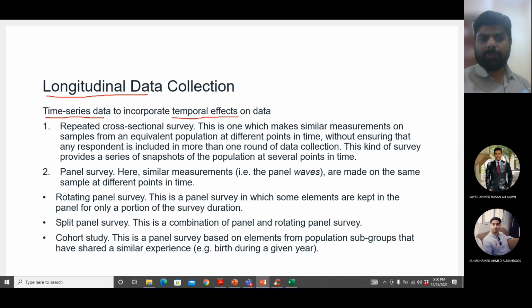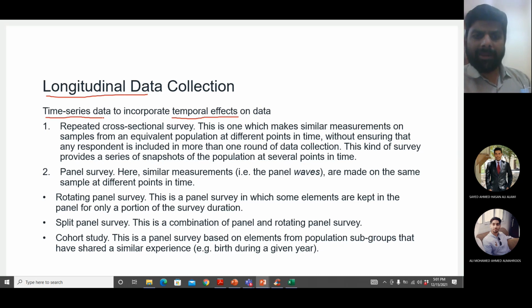This is done without ensuring that any respondent is included more than once. Maybe you have asked different people in the 1st month and different people in the 2nd month, but the composition of the sample and the type of population is the same. So this is repeated cross-section, and this is a type of longitudinal data. It will provide a snapshot of the travel behavior at different points of time.